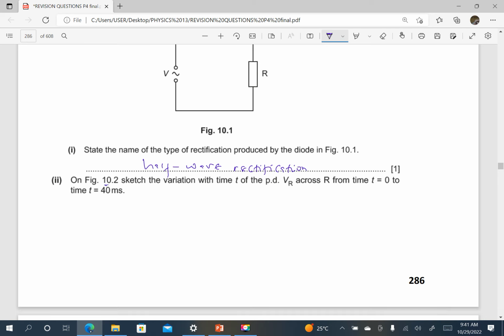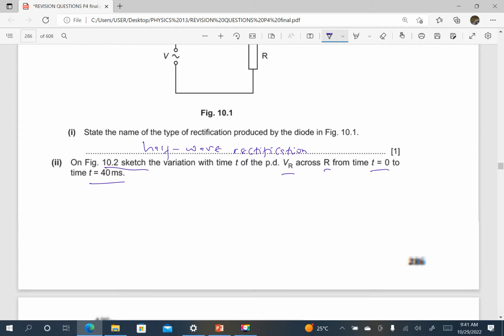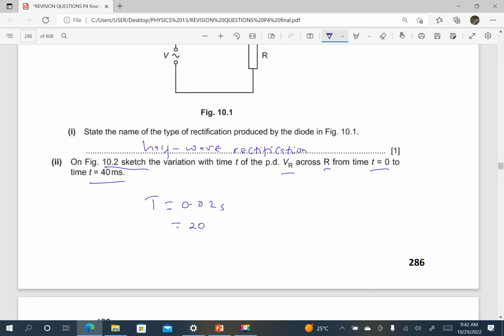On the figure, sketch the variation with time t of the PD VR across R from t equals 0 to t equals 40 milliseconds. Note that the period is 0.02, we have calculated it above, seconds. This is the same as 20 milliseconds. That is one cycle. So it means in 40 milliseconds, we shall have two cycles.